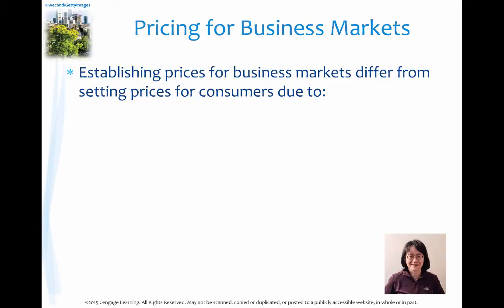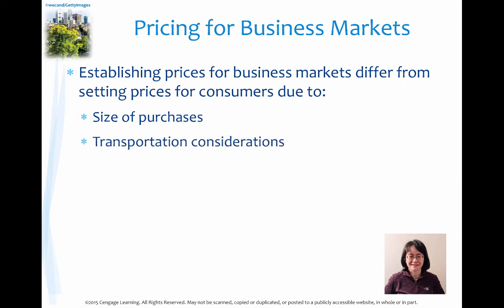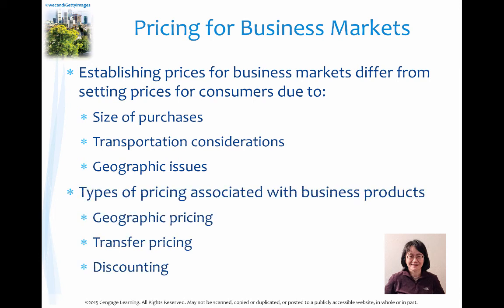Setting prices for business products can be different from setting prices for consumer products, owing to several factors such as size of purchases, transportation considerations, and geographic issues. The three main types of pricing associated with business products are geographic pricing, transfer pricing, and discounting.